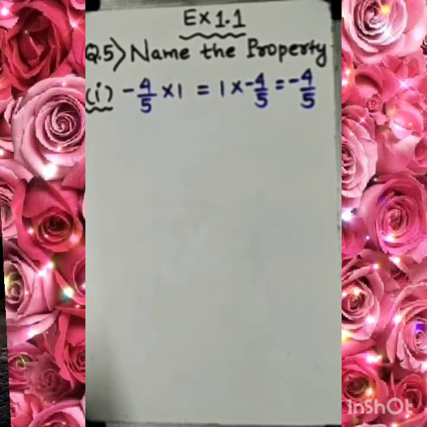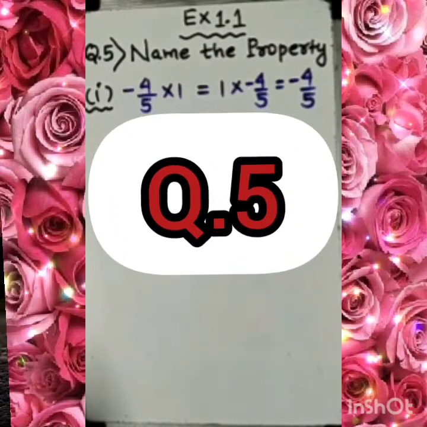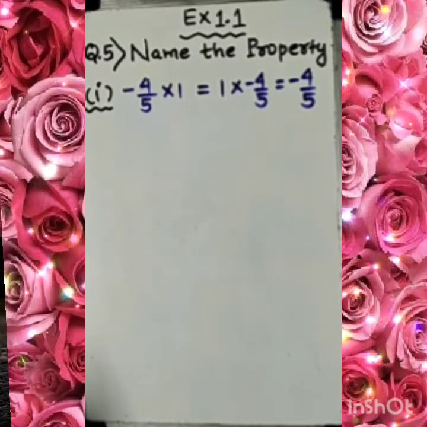So my dear student, in front of you question 5 is there. I am reading what we are given. Name the property under multiplication used in each of the following. I have mentioned the question in short here. The question is minus 4 by 5 into 1 equals 1 into minus 4 by 5 equals minus 4 by 5. This we are given.